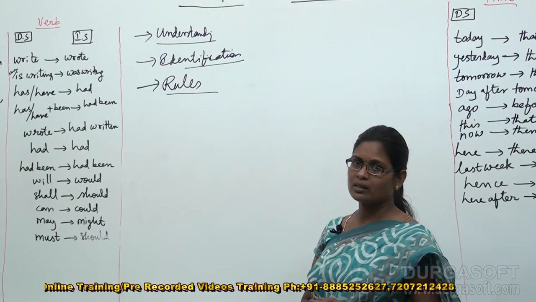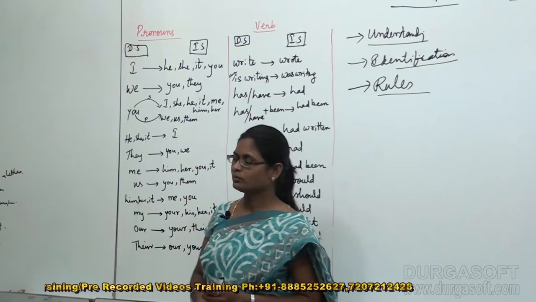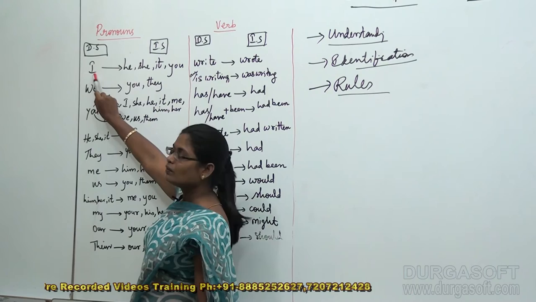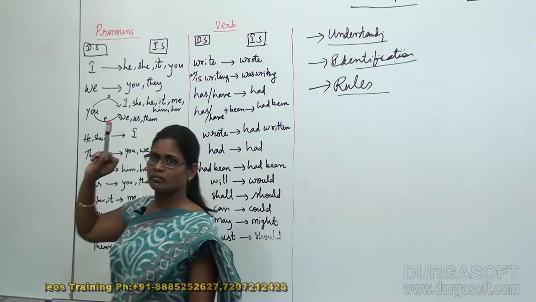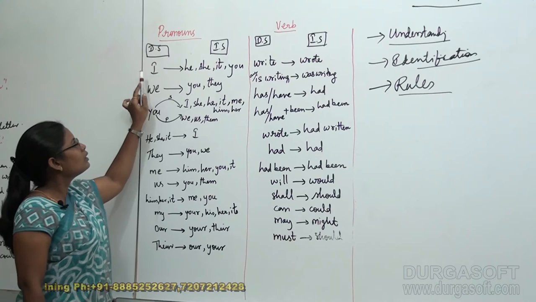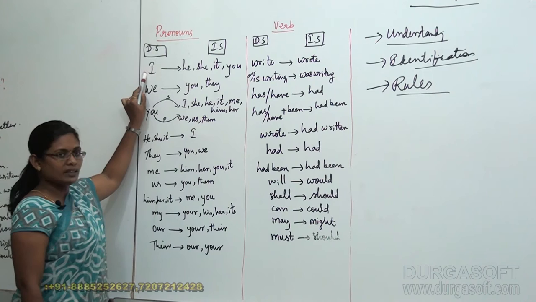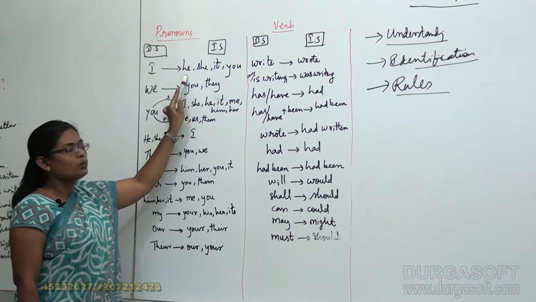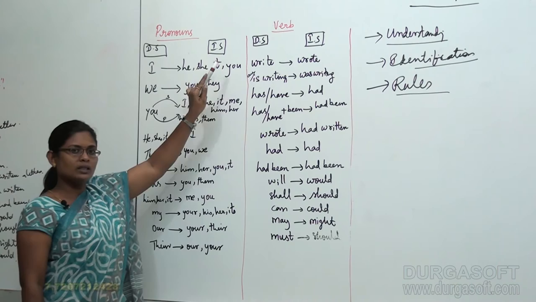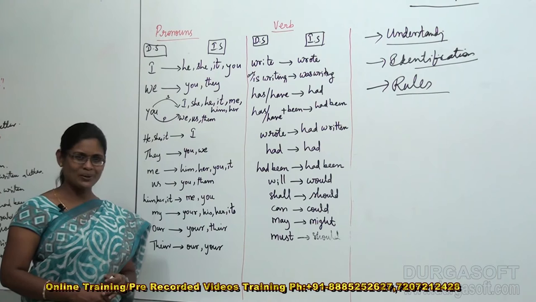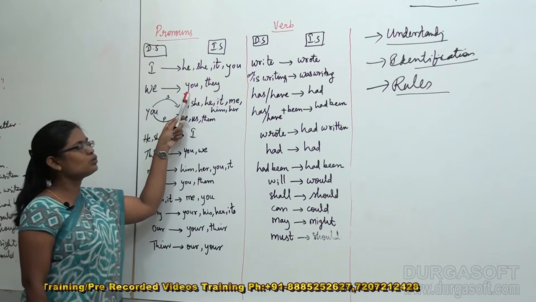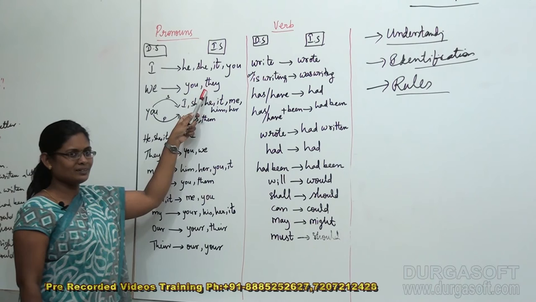I would like to focus more on my pronoun. In the direct speech, if I is mentioned, when it comes to indirect speech, I gets converted into either he, she, it, or you. Any one of these forms. That means this form is going to change according to the subject that we are speaking about in the direct speech. Same as we, which is going to convert into you or they.